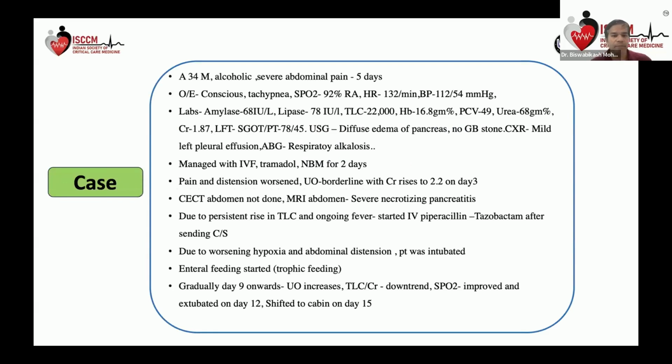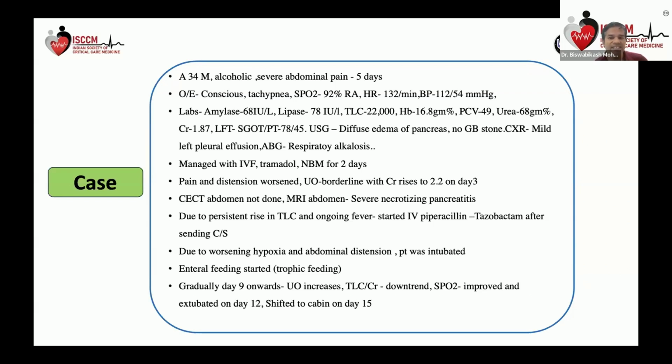This is a 34-year-old male alcoholic who presented to our hospital with severe abdominal pain for 5 days. On examination, he was conscious but extremely tachypneic. Saturation was hardly 92% on room air. He was extremely tachycardic, with BP unsupported at 112/54. On lab investigation, amylase and lipase were slightly above normal, or you can say in the normal range, and TLC was in the higher range. Hemoglobin was 16.8 with PCV around 49. Creatinine was 1.87 and the liver enzymes were almost normal.